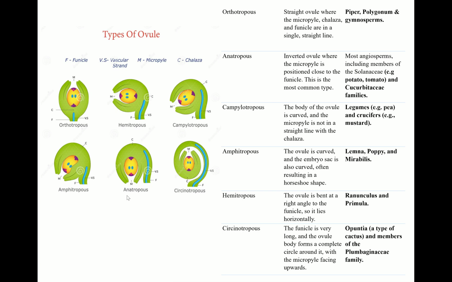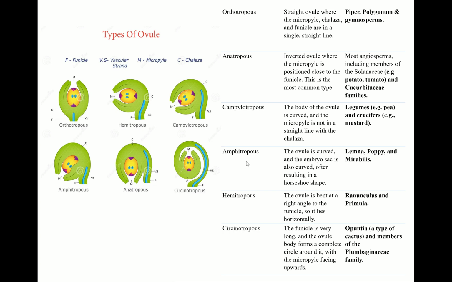You can put any example of angiospermic plants, for example, Solanum tomato, Cucurbitaceae family. Mostly these are dicotyledonous members. For the orthotropous ovule, examples are Piper, Polygonum, and gymnosperms. In these plants you can see this kind of ovule.